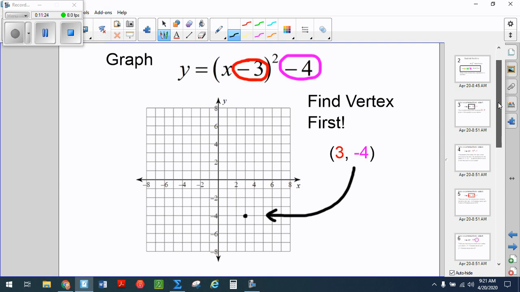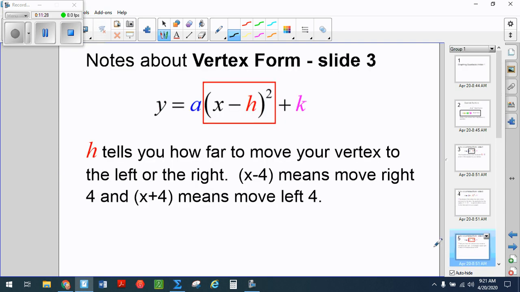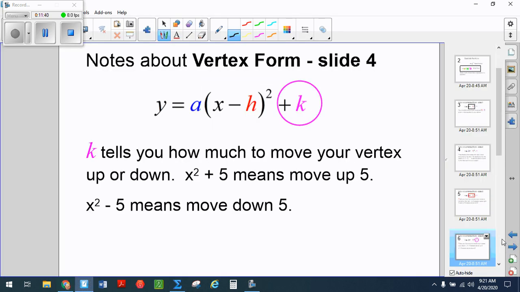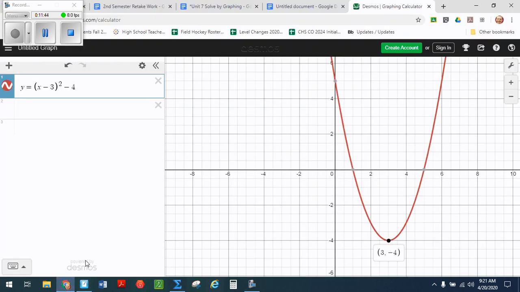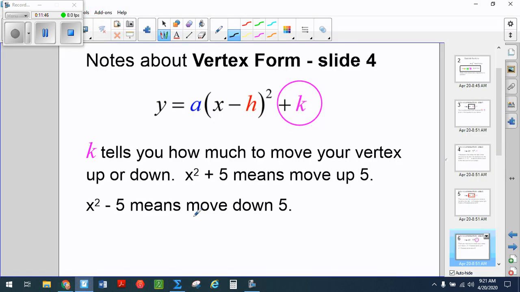If we go back and look at our notes, we said when it's the h value on the inside, x minus 4 means move 4 to the right. So we had x minus 3. We moved 3 to the right. And then we had that plus k number at the end. So we had a minus 4. So we went down 4.